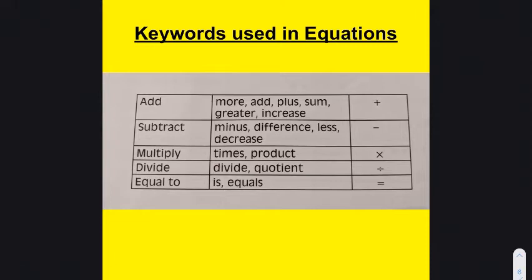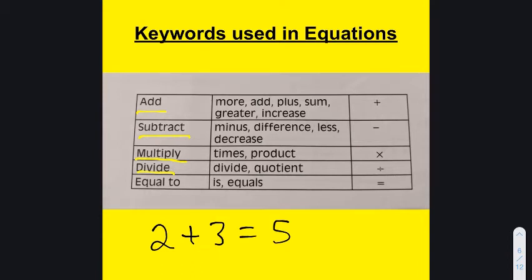Next, let's talk about key words used in equations. So usually with equations, we have either some adding, some subtracting, maybe some multiplying, and maybe some dividing. What we're going to look at right now is key words used when we write or say these equations out loud with our mouth. So for example, when we see an equation like 2 plus 3 equals 5, when we say it out loud, we use maybe one of these words here.